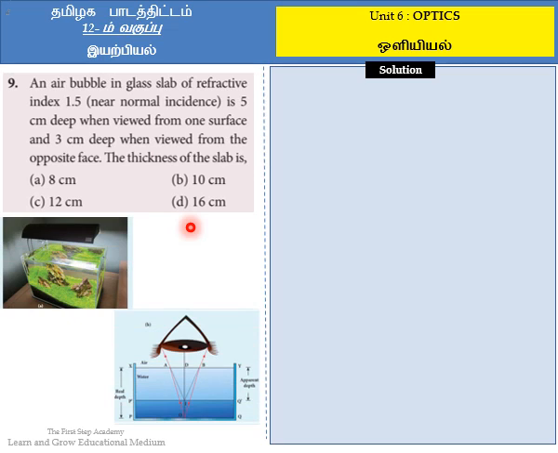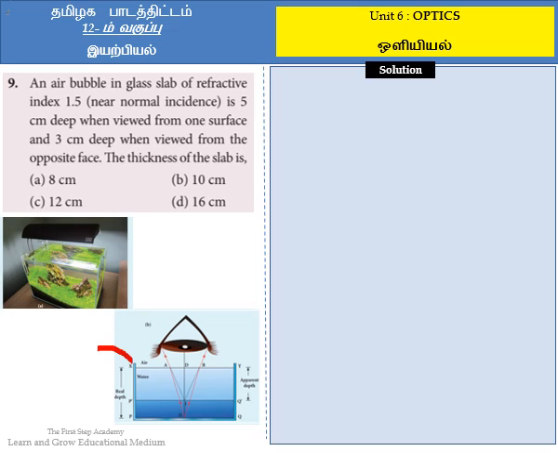So this is the pictorial explanation for this question. Look at this image where there is an air bubble in the glass slab. There may be an air bubble present at O here in the glass slab, where the glass possesses the refractive index of 1.5. When we are looking from one side, probably this side, I will represent.